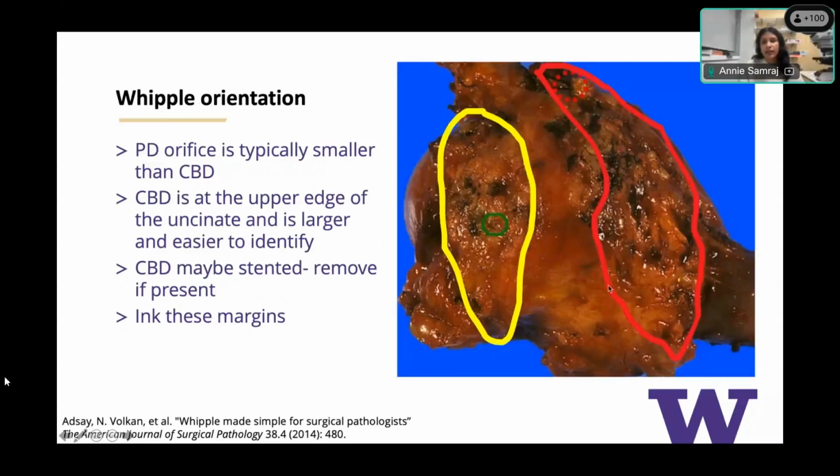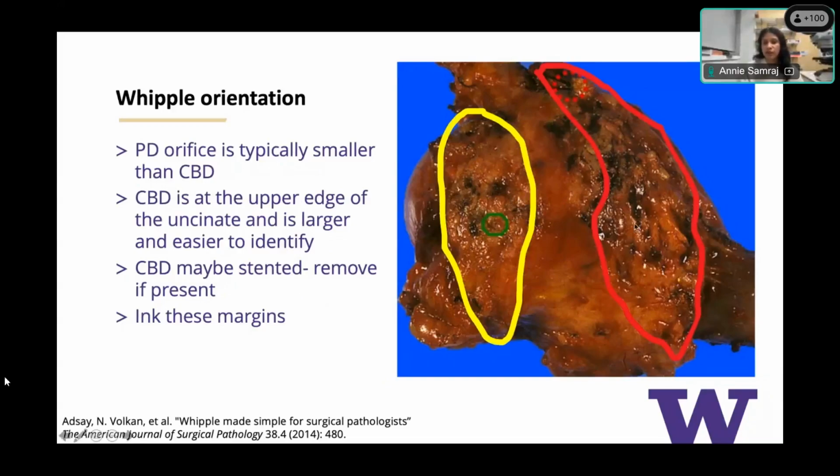And again, in this trapezoid here, it's a close-up view of the uncinate, on the superior aspect of the uncinate. Here, this is where you'll find the bile duct. And in the posterior neck, you see the pancreatic duct orifice, and typically it's smaller than the bile duct opening. And sometimes the bile duct also might be stented. Depending on what type of stent, if it is a metal stent, it is a good idea to remove it if it is present.